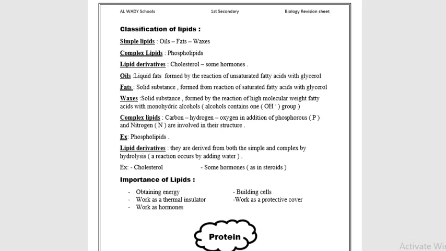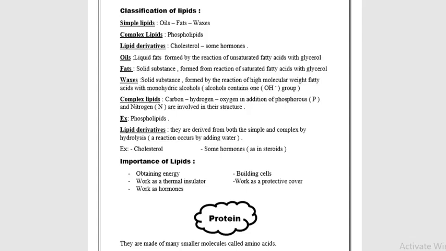Oil is a liquid fat formed from the reaction of unsaturated fatty acids. Fats are a solid substance formed from the reaction of saturated fatty acids with glycerol.